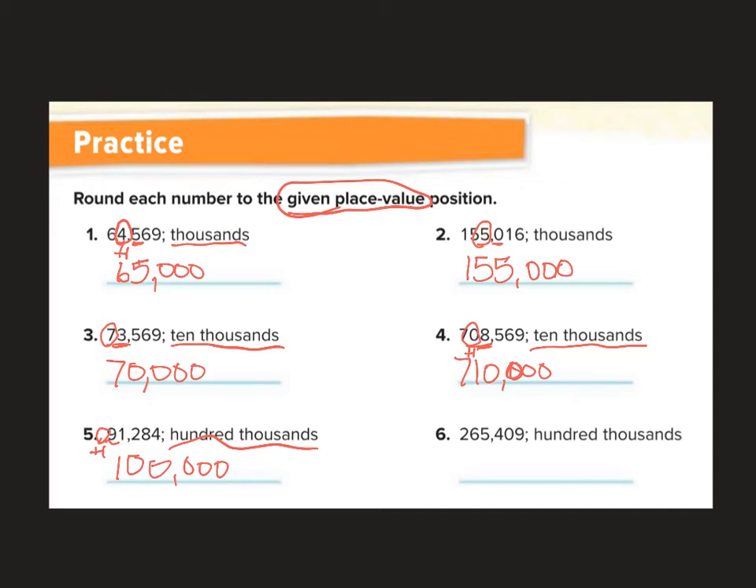I'm glad they put that one in there because I know there's one in the independent practice too. So hopefully you're still watching so that one doesn't trip you up. Okay, here we are at the 100,000s. Underline the 10,000s. Tells us to add 1.